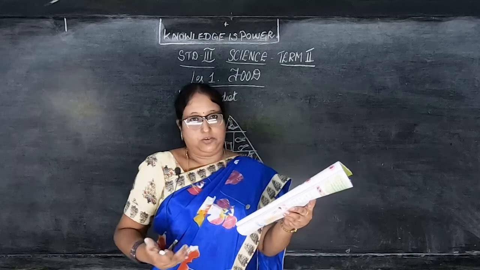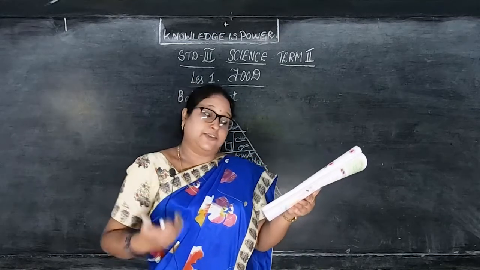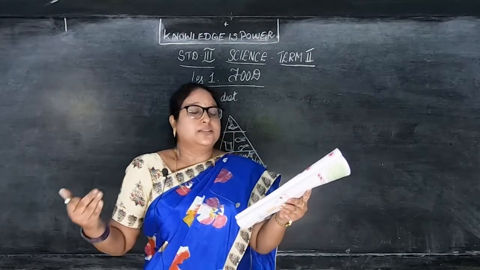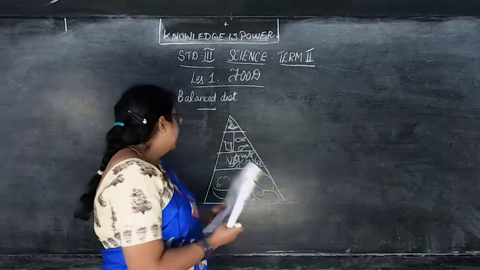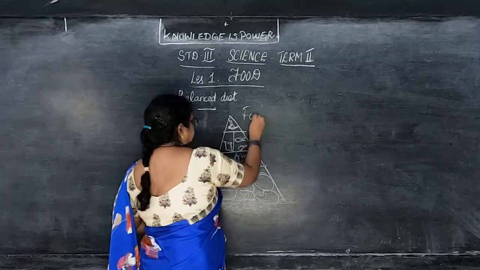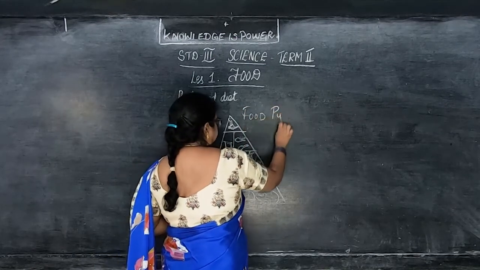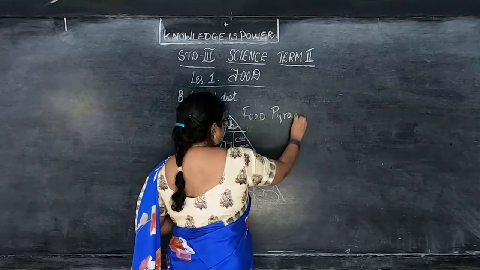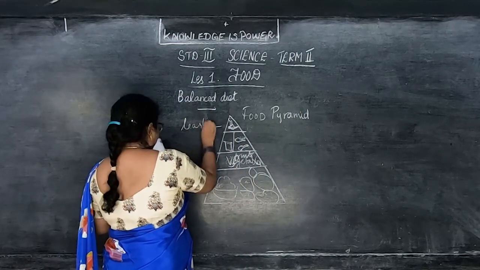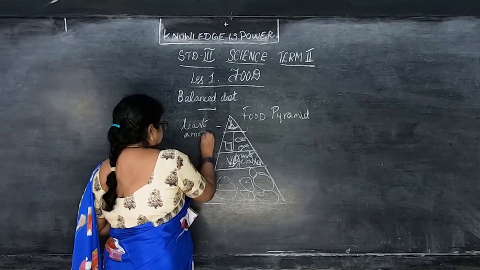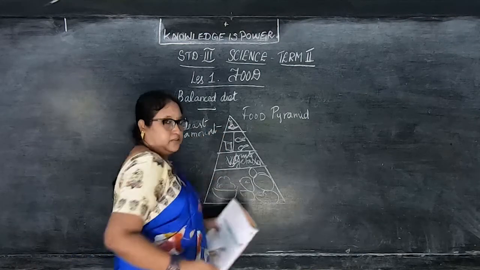You have to eat more fruits and vegetables. More, next is a fibrous food, that is rice, potato, then wheat, all these you have to eat more, okay children. So this is a food pyramid. From the least amount we are starting, this is the least amount, then one by one we are going, okay children.